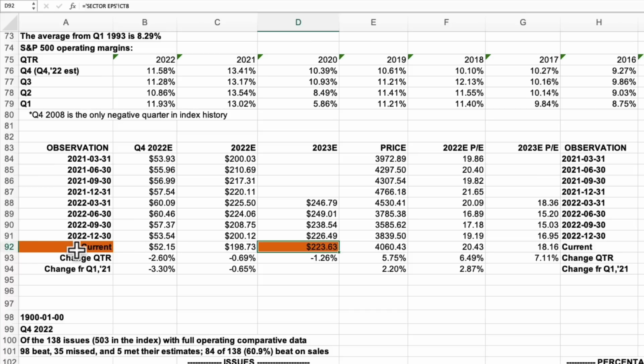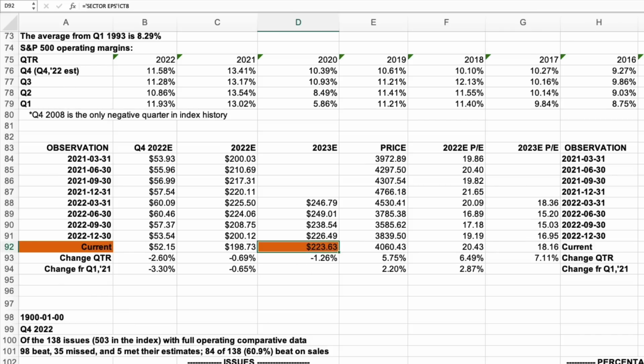Go to line item 92, the current estimate, and under D 2023, there's your estimate down there. It is now 223.63 instead of 225.02. And it gives you the evolution of the estimate at month end. So we're not at month end yet, so we're sitting at 223.63. December 30th of 2022 was 226.49, so it's come down some $3 roughly since the end of December.